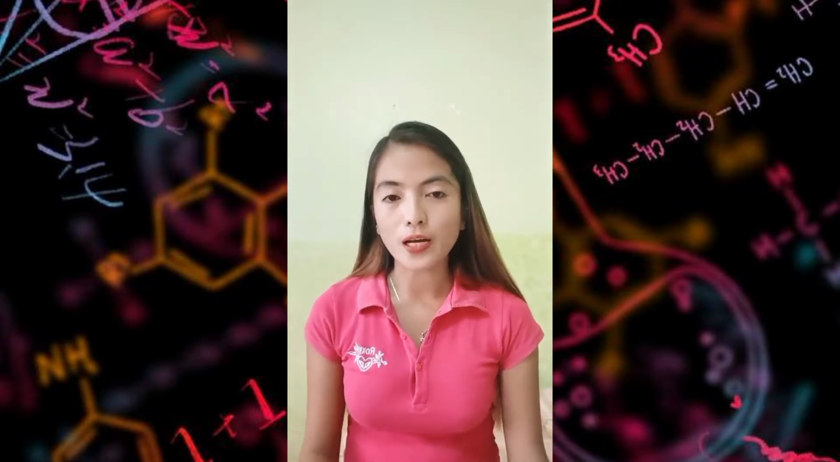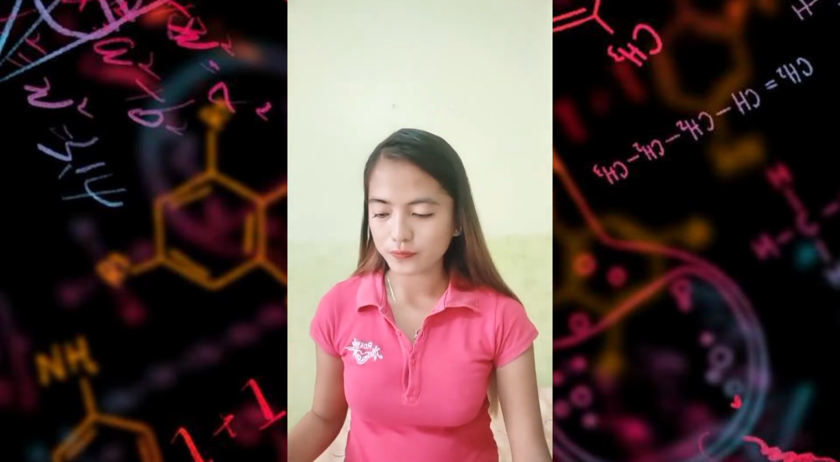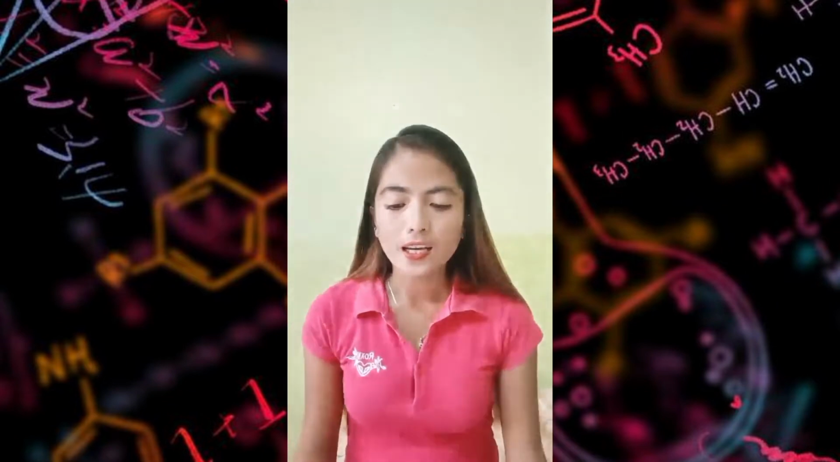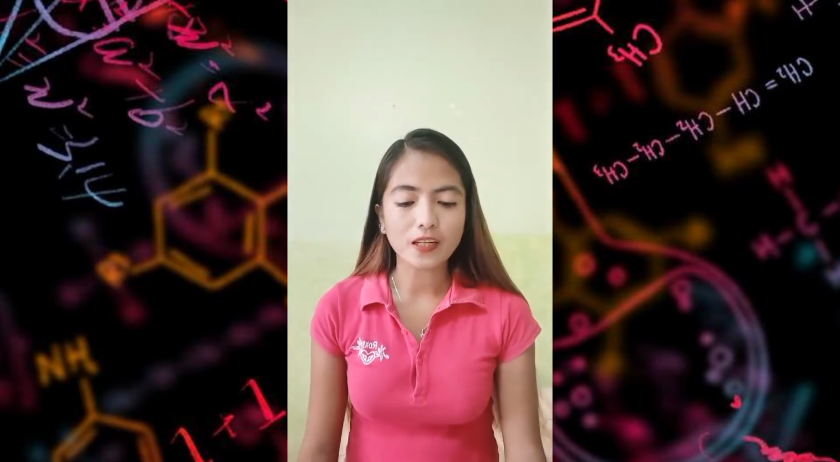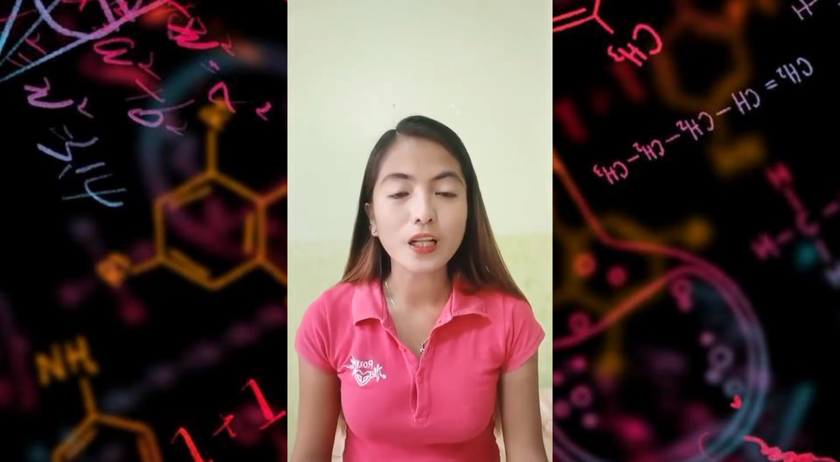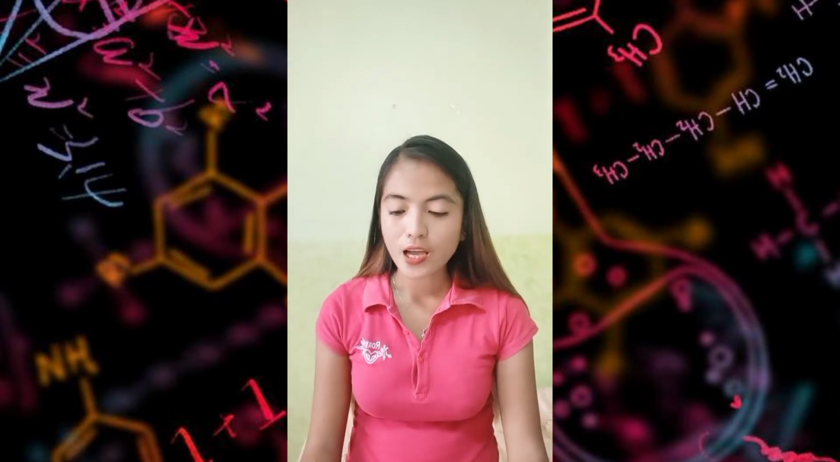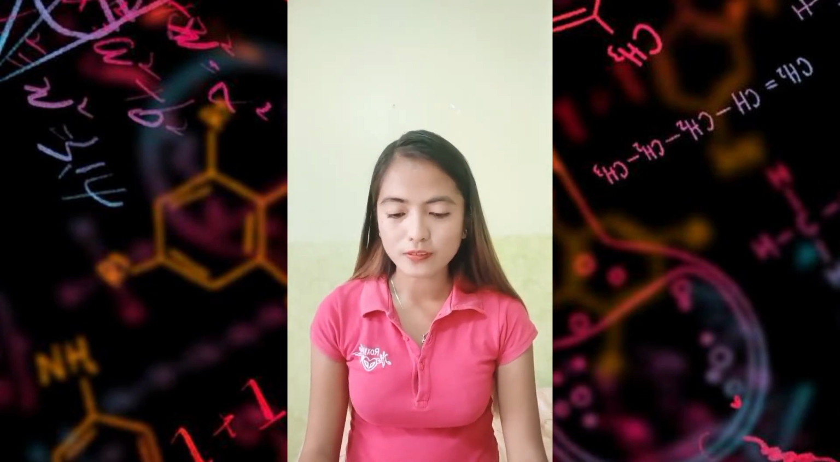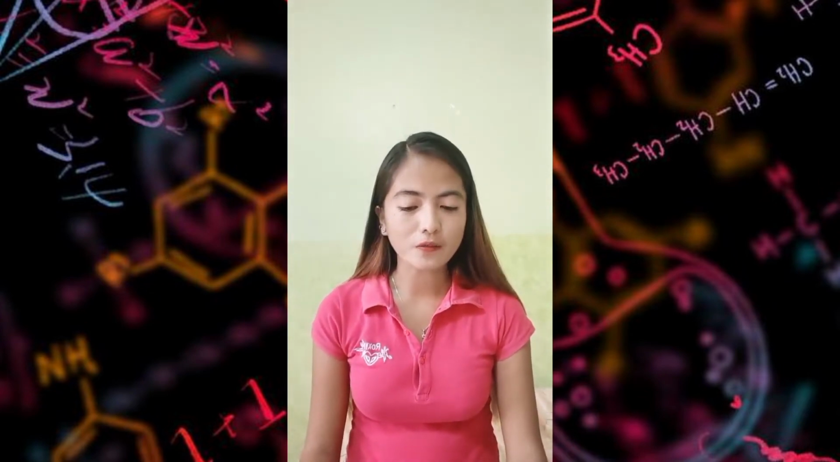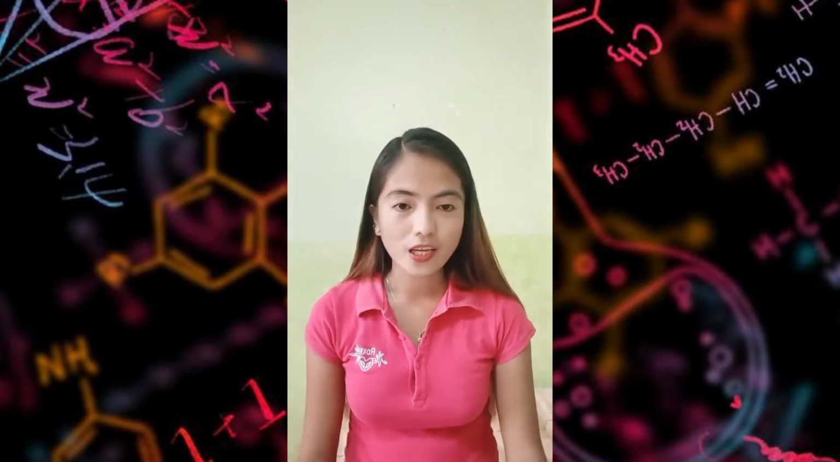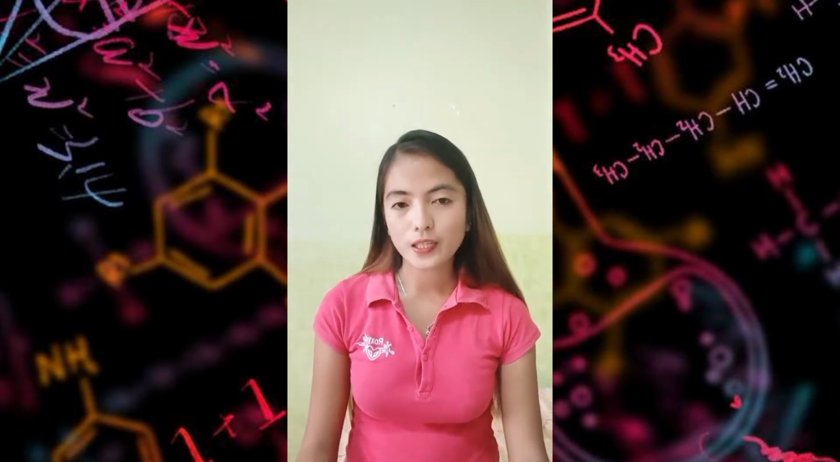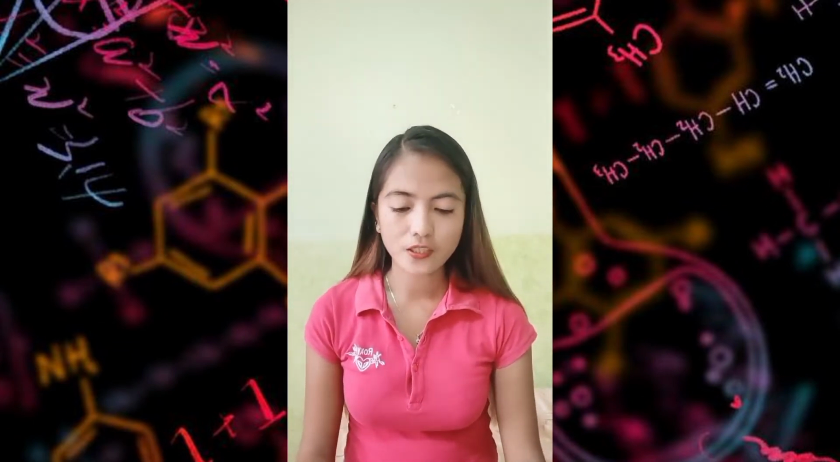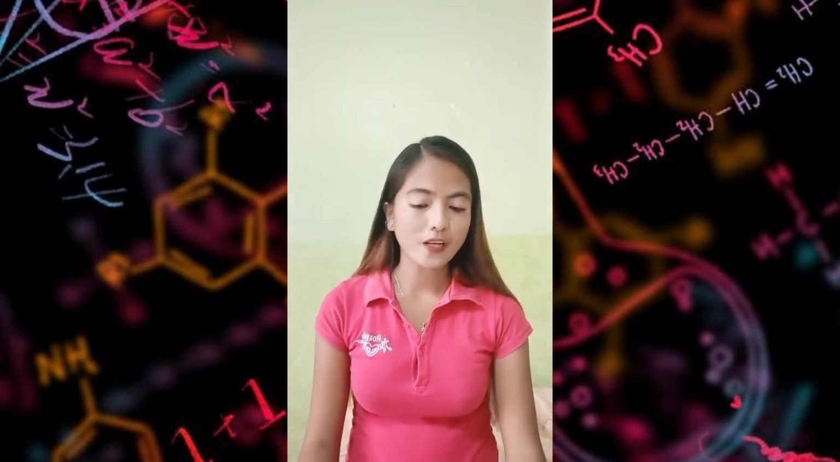Problem number 1.2. Give the ground state electron configuration of the following elements. A. Boron. Ground state electron configuration: 1s has 2 electrons, 2s has 2 electrons, 2p has 1 electron.